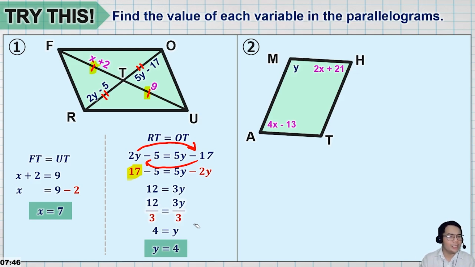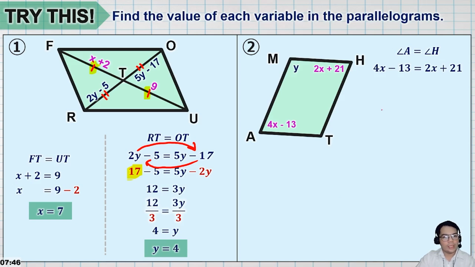So, I think from this given parallelogram, MATH, we can apply already the opposite angles are congruent. Kasi kung mapapansin mo, yung opposite angles natin yung parehas na may variable x pagdating sa kanilang mga given measurement. So, we can already apply that angle A is congruent with angle H. Okay, so we can say that 4x minus 13 is equal to 2x plus 21.